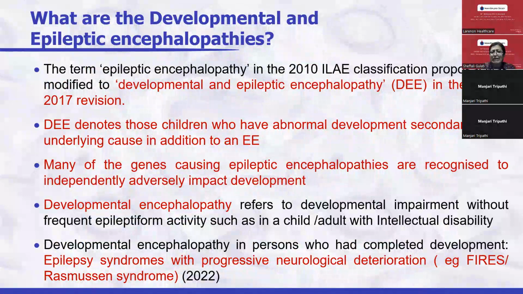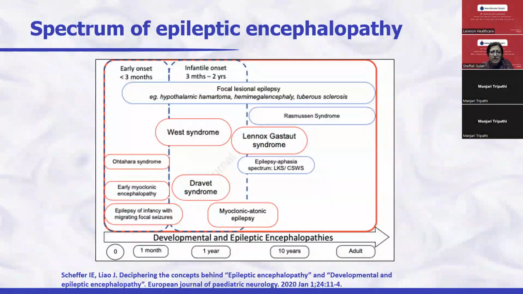The term which came up in 2017 is developmental and epileptic encephalopathy, the formal terminology. DEE denotes children who have abnormal development secondary to the underlying cause in addition to an epileptic encephalopathy. Many of the genes causing these epileptic encephalopathies are recognized to independently and adversely impact development. Developmental encephalopathy refers to a developmental impairment without frequent epileptiform activity, such as in the child or adult with intellectual disability. In 2022 they also mentioned that for persons who have already completed their development, they would call it epilepsy syndrome with progressive neurological deterioration, as with FIRES and Rasmussen's. So basically now, we see the spectrum from birth onwards till adulthood.